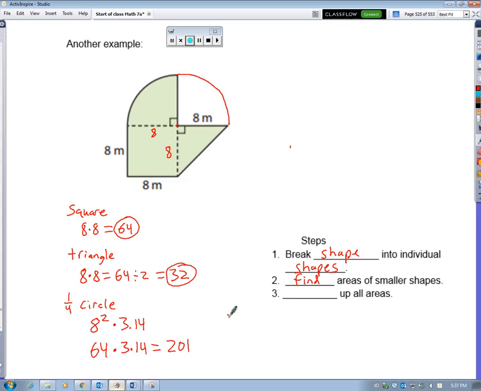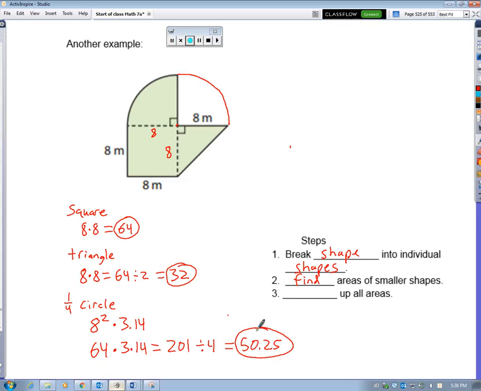Okay, now let's deal with the 1/4 of the circle. So the 201 is the area of the whole entire circle. So if we had a whole entire circle here, that would be the area, 201 meters squared. I only have 1/4 of it, so I can simply divide that by 4 to figure out what that piece is, and when I do that, I end up with 50.25. Okay, and that's my area of the circle. That's just a little extra step you've got to do, a little critical thinking to figure out what that is.